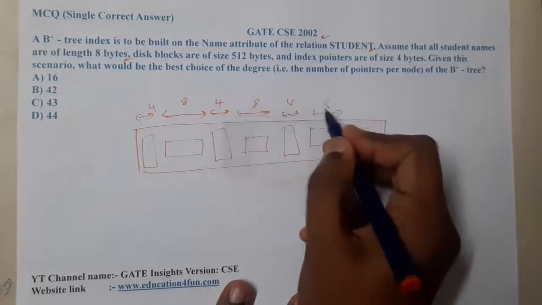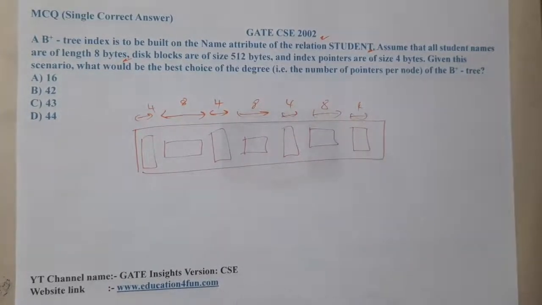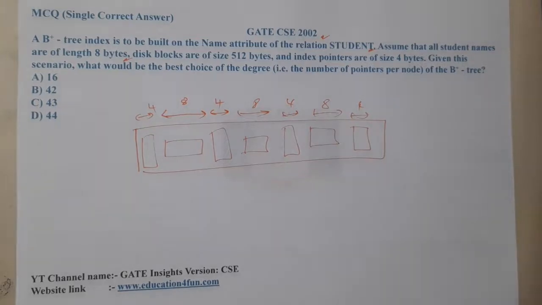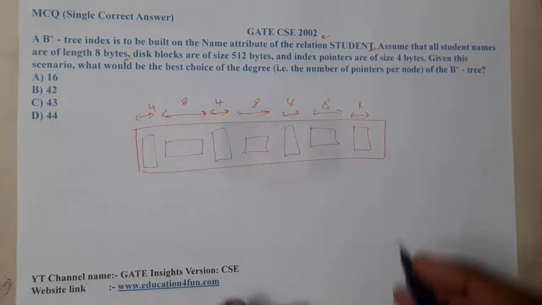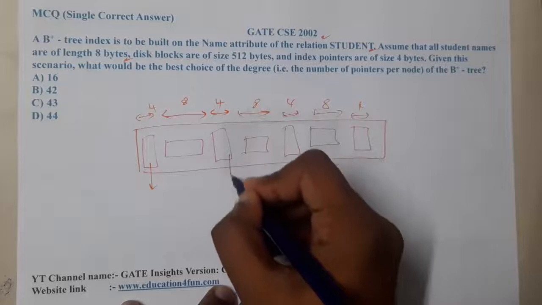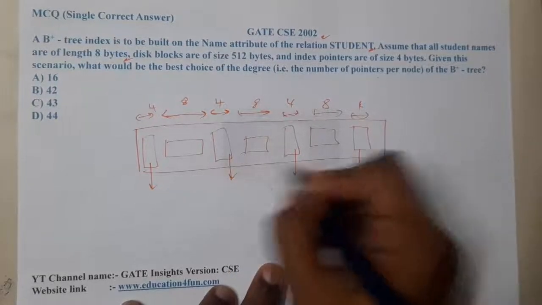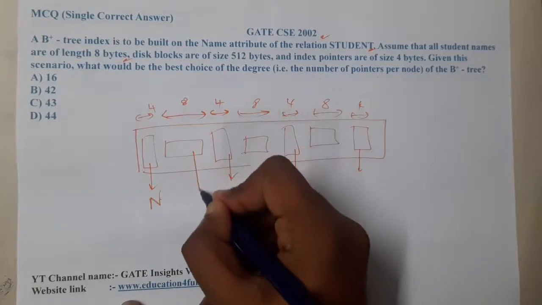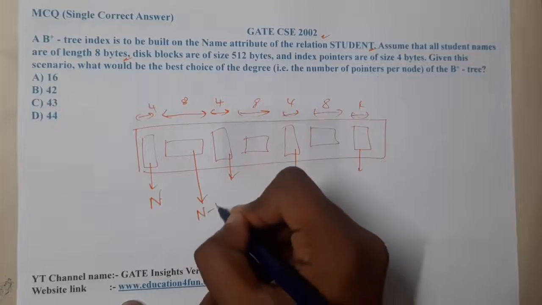Now based on my observation, what are they asking about, guys? Given the scenario, what would be the best choice of a degree? They are asking the number of pointers per block. So these are nothing but the number of pointers. If we assume them as n, what will be the count of these items? It will be n minus 1, right?